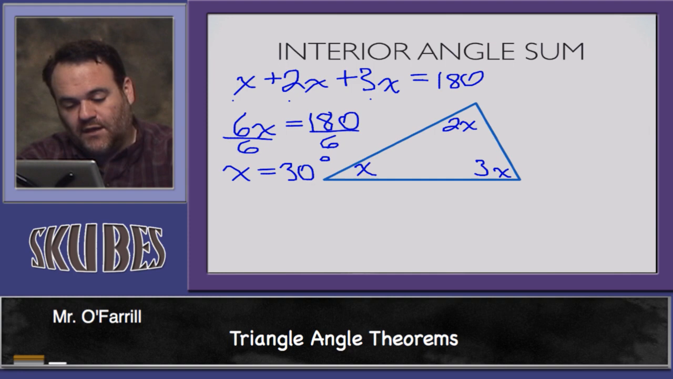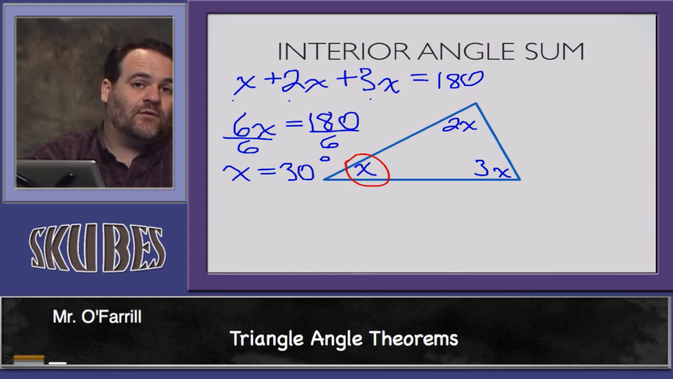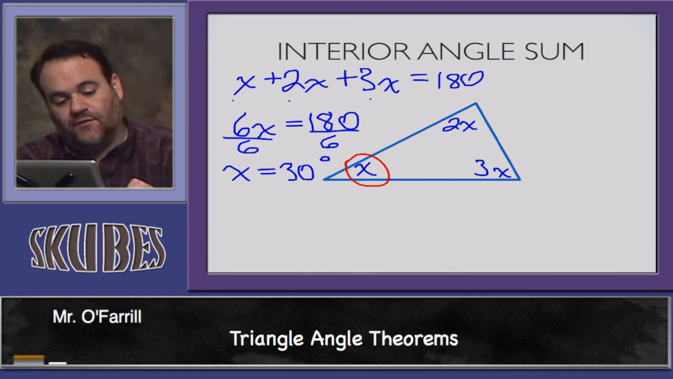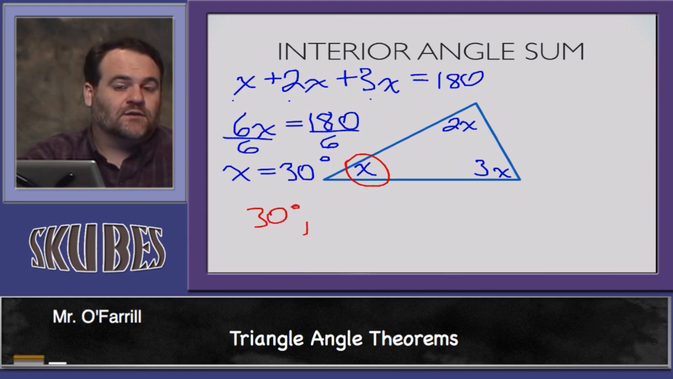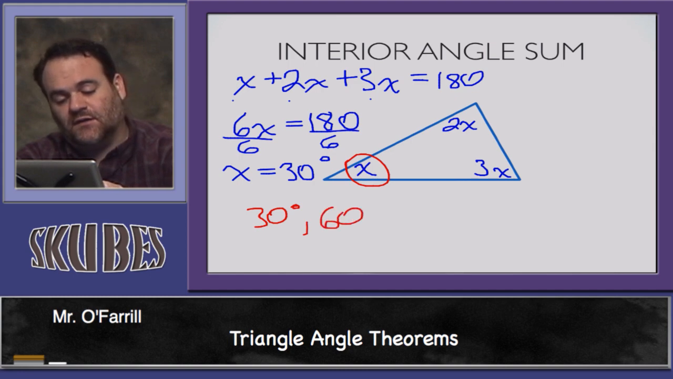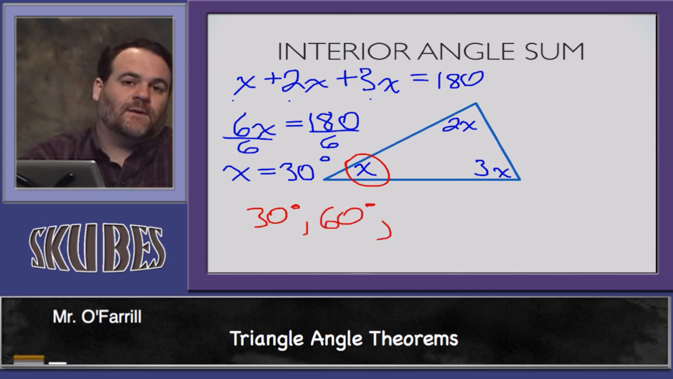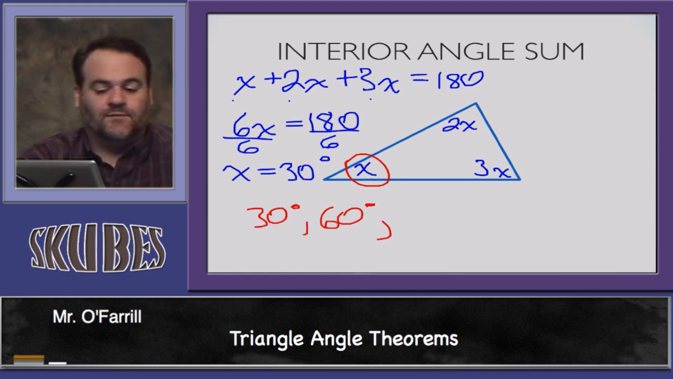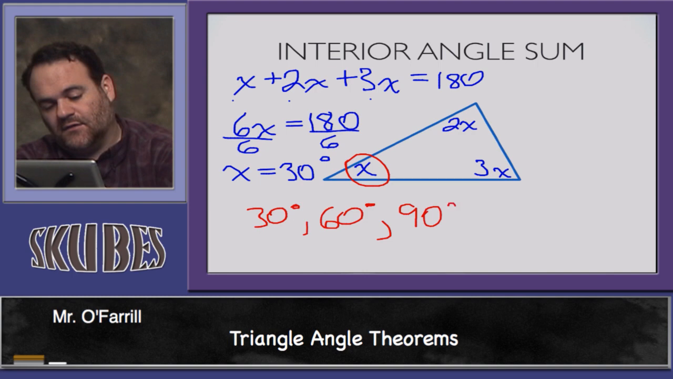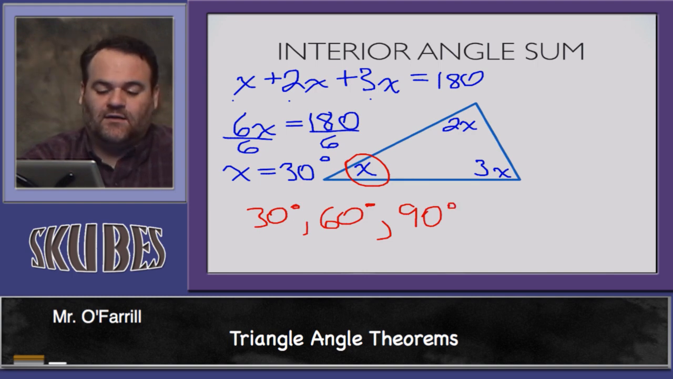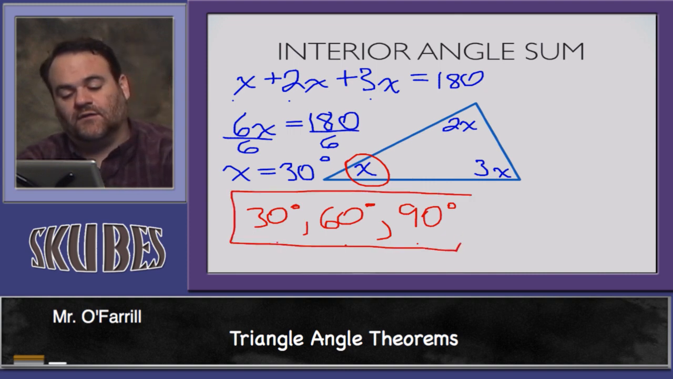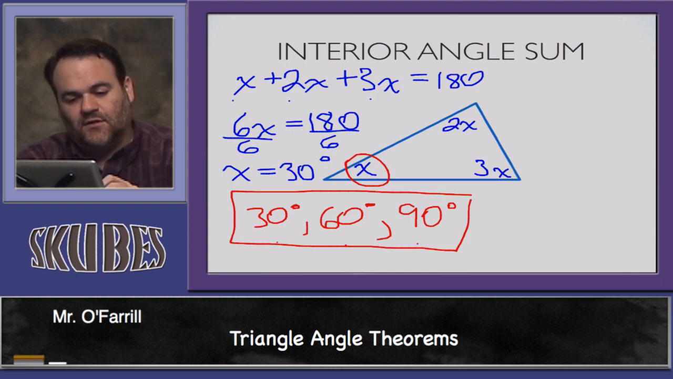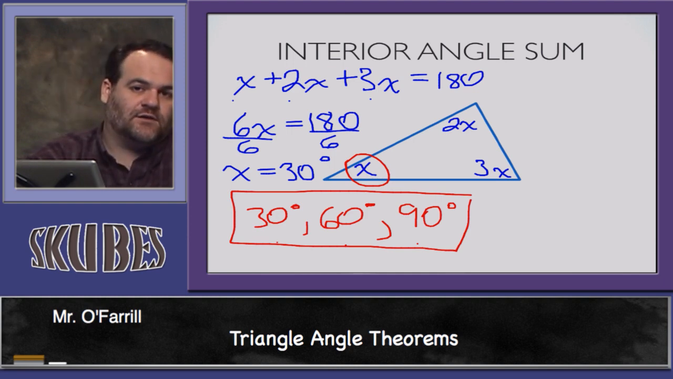Hey, that's wonderful. We now know one of those angles. We know this one, but we still don't know the other two. Well, if the first one is 30 degrees and the second one is 2 times x, 2 times 30 would be 60 degrees. And then finally the last one, 3 times 30, that's 90 degrees. And if we add these three numbers together, you do get 180 degrees. So those three numbers are the measures of the three angles in that triangle.